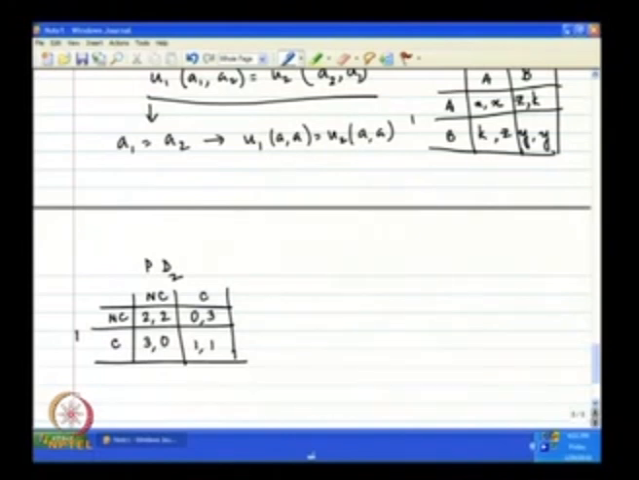The payoffs that the players are getting, one each, are again equal. When the actions are different, for example, player 1 is playing NC, player 2 is playing C, then player 1 is getting 0. That 0 must accrue to player 2 when player 2 is playing NC and player 1 is playing C. So this number is equal to this number is equal to this number. So this is prisoner's dilemma, and it is a symmetric game.